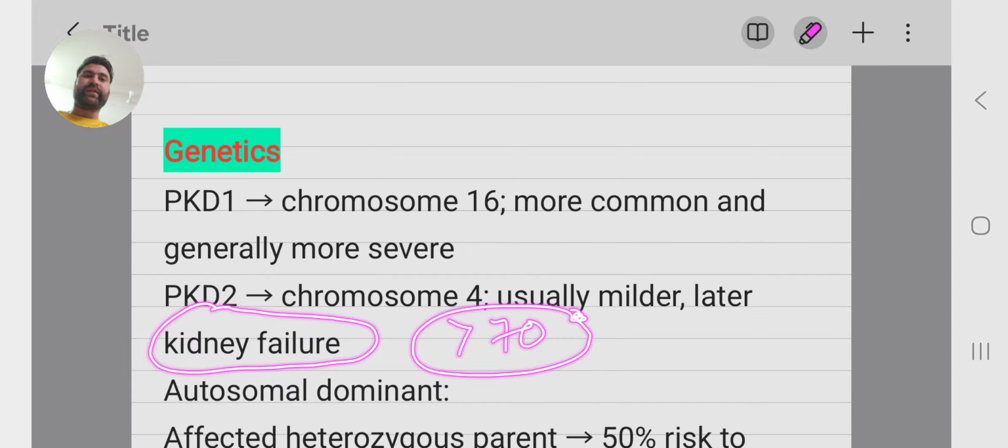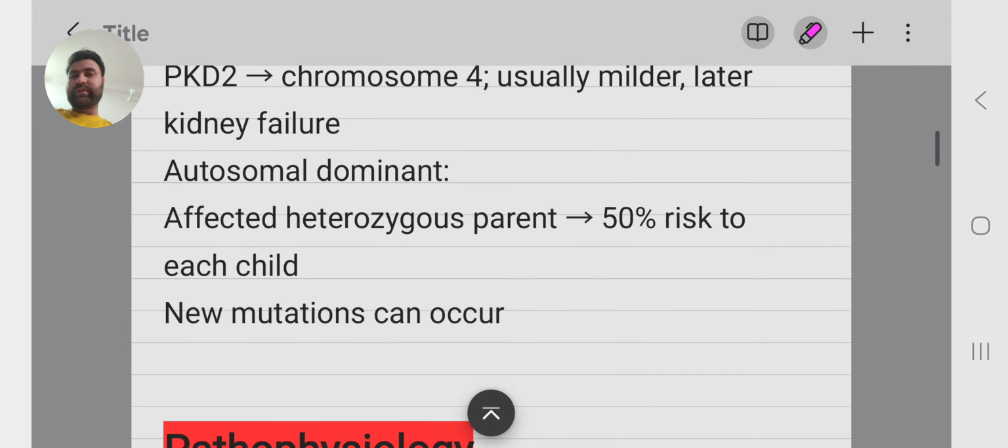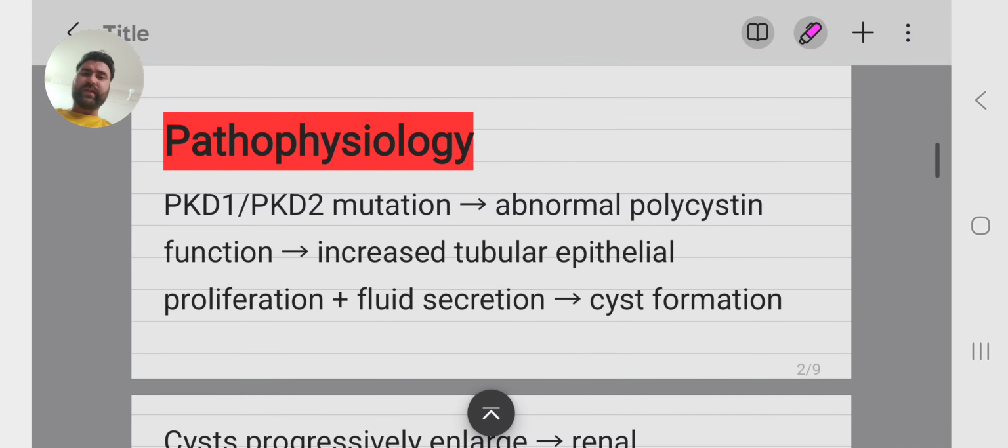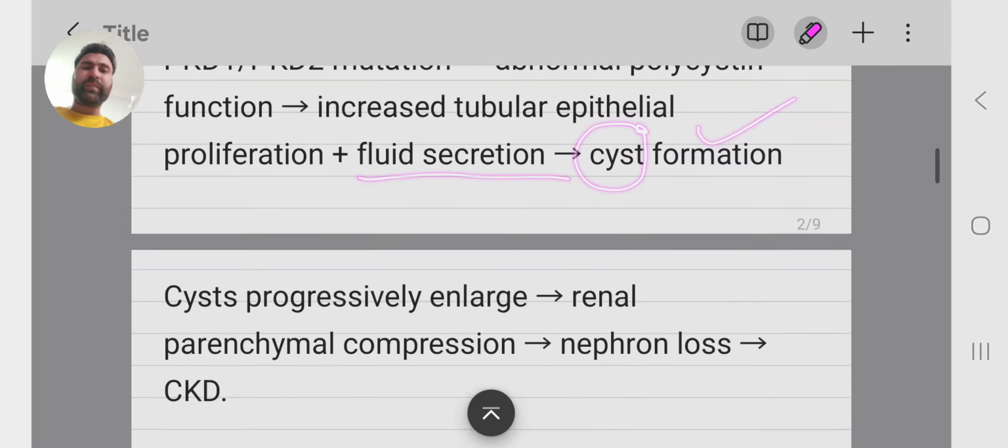So it presents later. It is an autosomal dominant inheritance and new mutations can occur, and even sporadic cases of autosomal dominant polycystic kidney disease can be seen. What is the pathophysiology? Actually, when there is mutation in these PKD1 and PKD2 genes, it leads to abnormal function of the polycystin protein, leading to increased tubular epithelial proliferation and fluid secretion. When there is increased epithelial tubular proliferation and fluid secretion, it leads to formation of the cysts, especially in the kidneys, but also in the liver, spleen and pancreas.